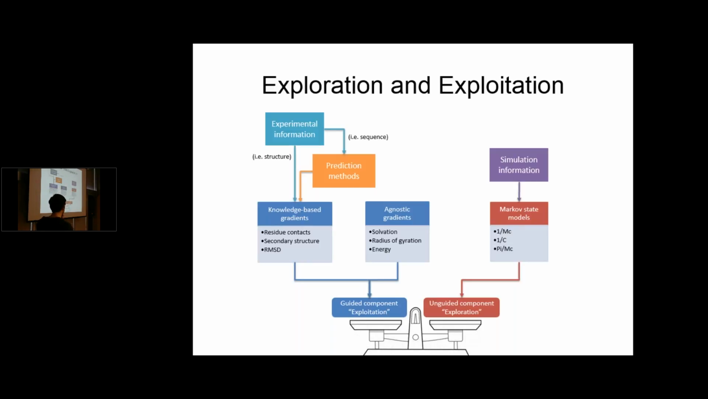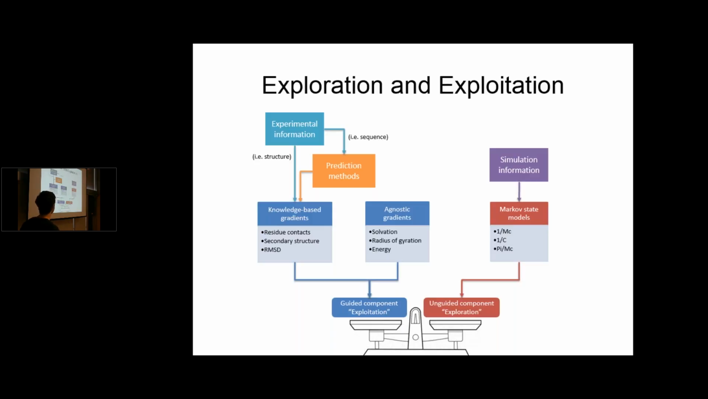So we have our exploration component, which we can call the unguided component. This is also based a bit on work that we have done in the past and also work by Greg Bowman, who had a publication on this recently called FAST. There's the unguided exploration component, where we're trying to overcome barriers, and then there's the exploitation component, which is trying to follow some gradient. This gradient can be any gradient we define. It can be some general gradient like the solvation of the protein, the radius of gyration, its energy. Or it can be some more knowledge-based gradient, like the contacts, the secondary structure, the RMSD. If we already know the crystal structure, we might want to just get to the crystal structure.